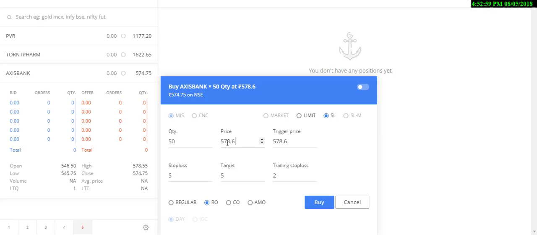So if the price is moving in the above direction, like 579, 580, 581, the trailing stop loss even trails 1 point, so that our stop loss will be coming to cost or near to the price which we have bought. So it will be an additional benefit for us. So it's okay. So this is the way I usually place.